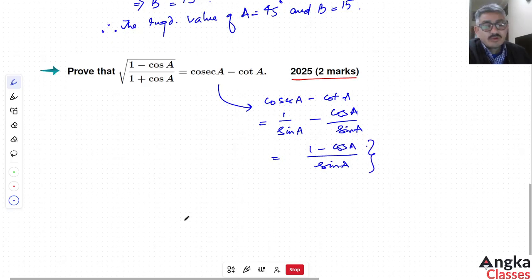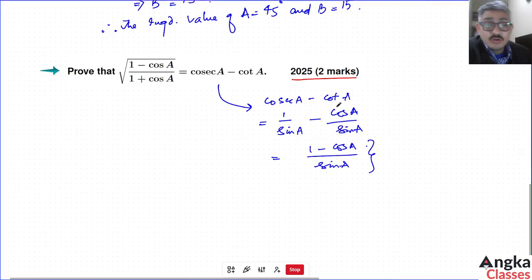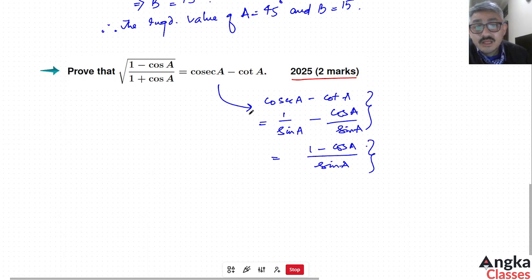Remember the expansion of this. That approach will not be helpful in this case, so let us look at another approach.